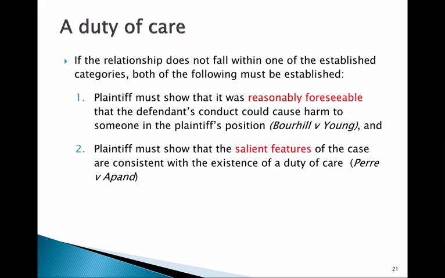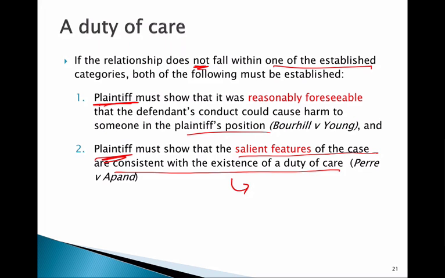So just to recap, if a relationship is not in one of the established categories, then to show you owe a duty of care, the plaintiff must establish that it was reasonably foreseeable the defendant's conduct could cause harm to someone in the plaintiff's position. And the plaintiff must also show that the salient features of the case are consistent with the existence of a duty of care. We've been particularly interested in the vulnerability of the plaintiff and the control of the defendant, as in the case of Pair and Append.